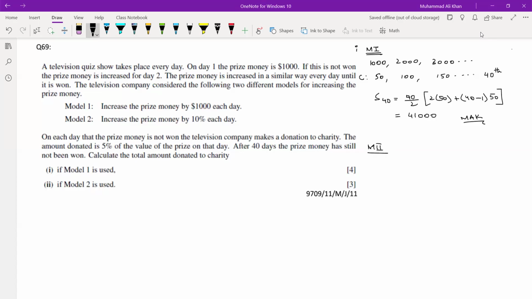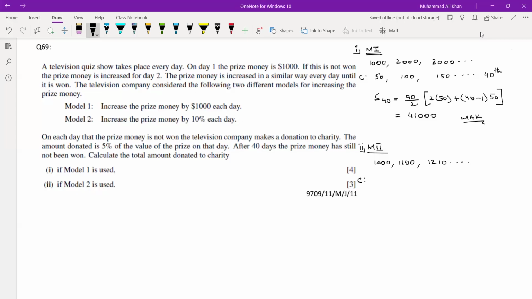Now, after that, according to model 2, this is part 1 and this is part 2. According to model 2, the first day is 1000. Second day is an increment of 10%. So what is that? 1100. Next day, 1210 and so on. So it's not an arithmetic progression. What will this be? A geometric progression, because the increment is happening percentage-wise.